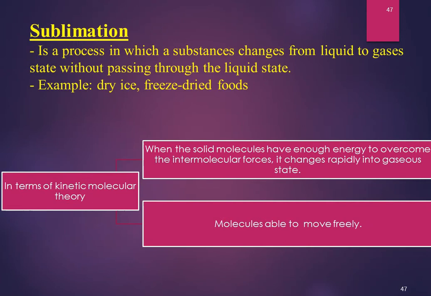Sublimation is a process in which a substance changes from solid to gaseous state without passing through the liquid state. Example, dry ice, freeze-dried foods. In terms of kinetic molecular theory, when the solid molecule has enough energy to overcome the intermolecular forces, it changes rapidly into gaseous state. Molecules are able to move freely.